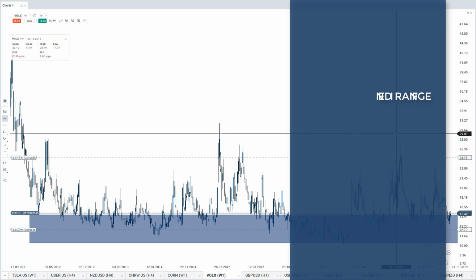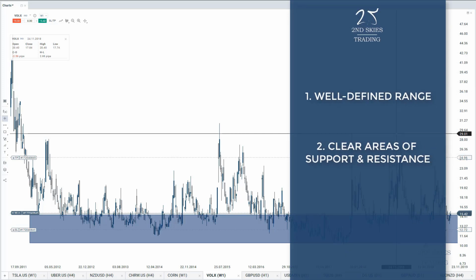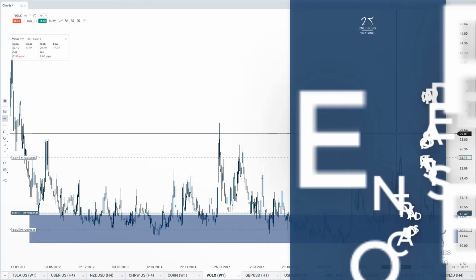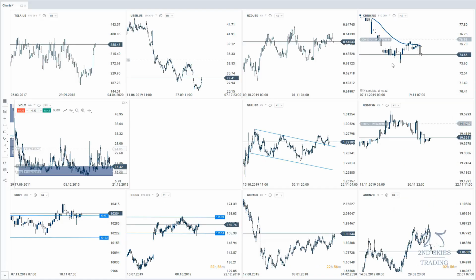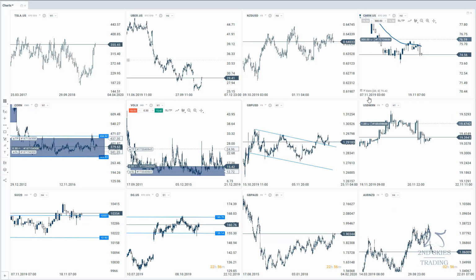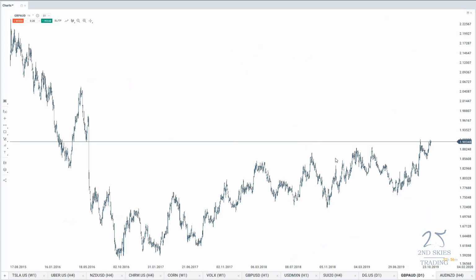So I have easy targets to define. I have easy areas of support and resistance of where I want to get long. And I have a very clear structure. Super easy to see this. Now let's compare this to a Forex pair that doesn't quite have as clean levels of order flow, price action, support and resistance. And that's the pound Aussie.